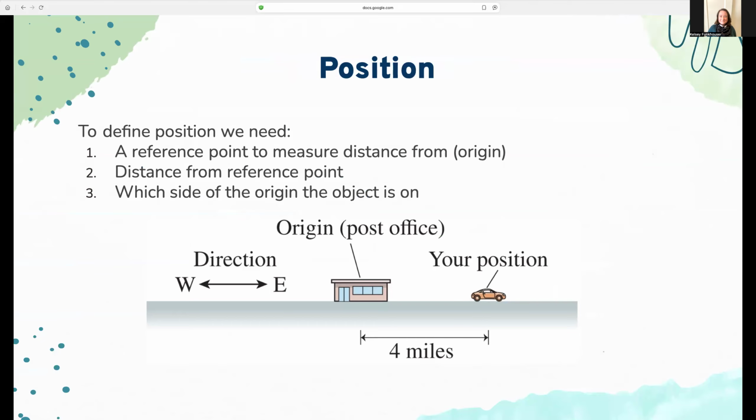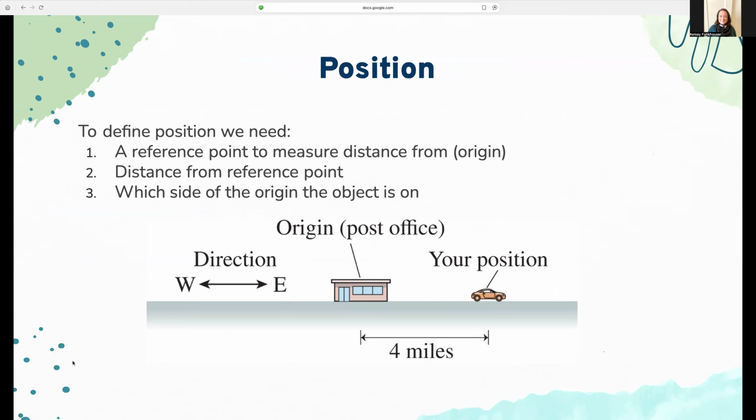In order to define position, we need to know several things. We need a reference point to measure the distance from. We call this an origin. We also need the distance our object is from the reference point and which side of the origin the object is on.